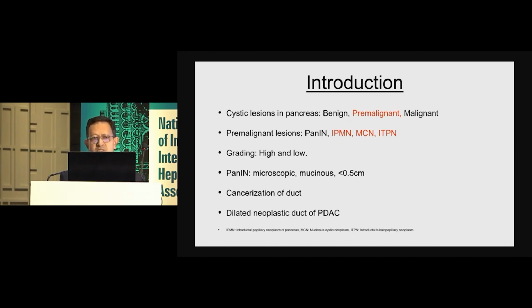Cystic neoplasms or the cystic lesions in the pancreas can be divided into three parts: benign, pre-malignant, and malignant, of which we'll concentrate on the pre-malignant part. Those are the lesions that can give rise to malignancy in the future.